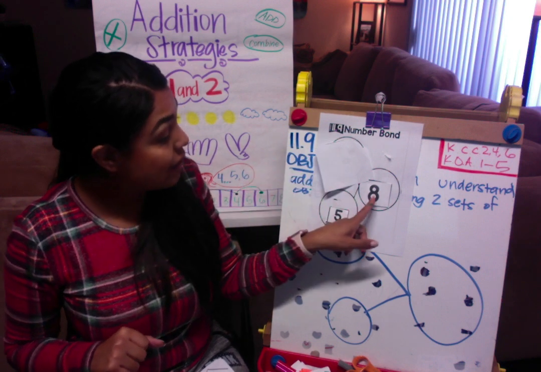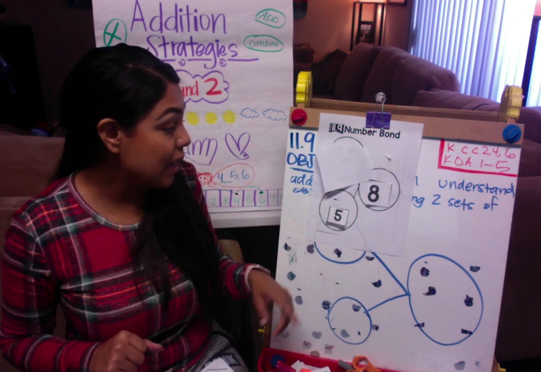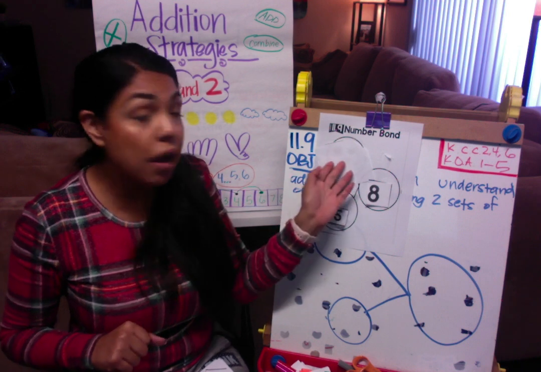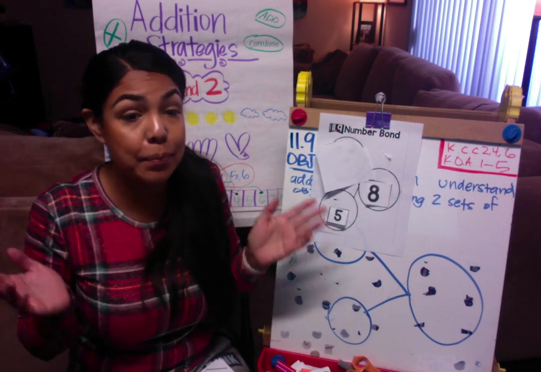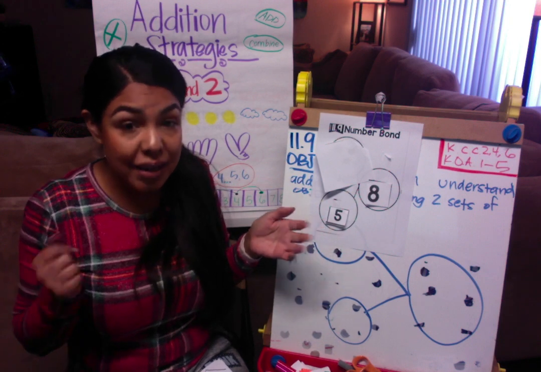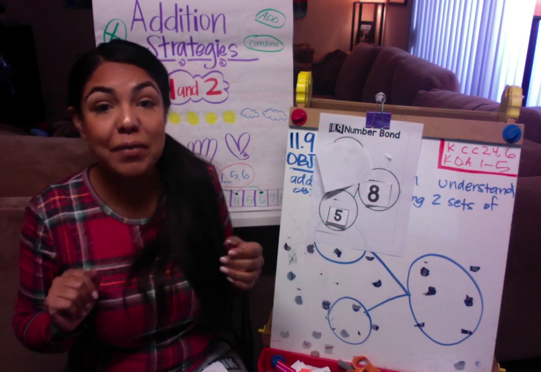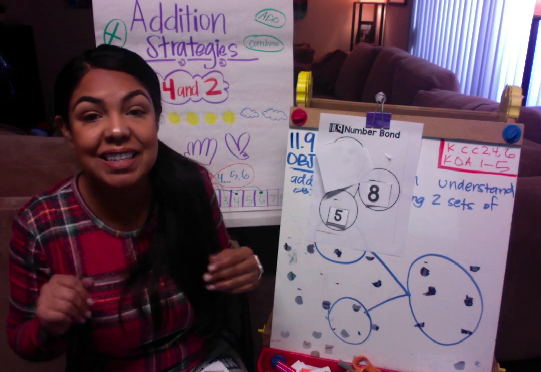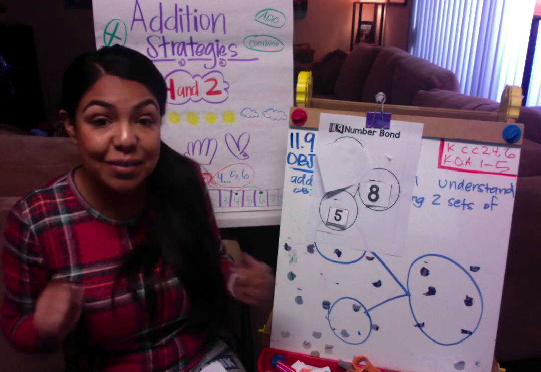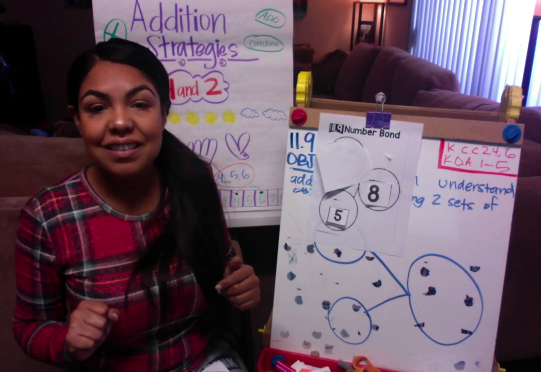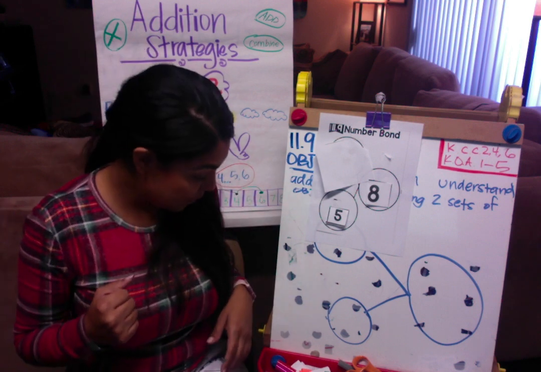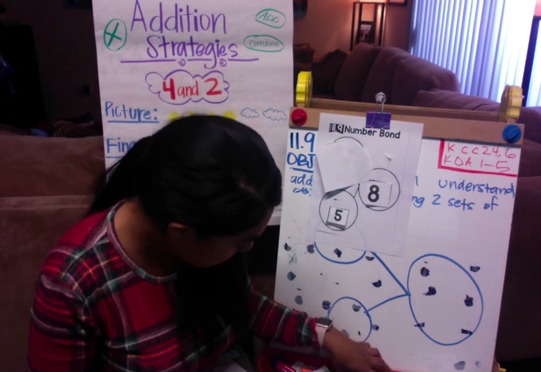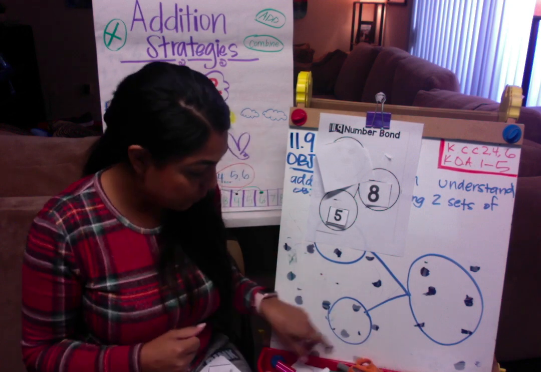All right, well, if I know I have 8 and I have 5 already, what can I do to solve for this last circle? I need to know how many blue I have. Okay, some of you guys said, I'm going to count my fingers. Good. What else can I do? Okay, counting on. Good. Someone said I can draw pictures. Oh, okay. I could do that too. What else can I do?